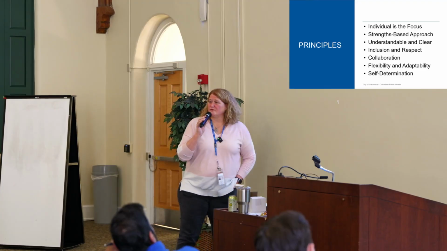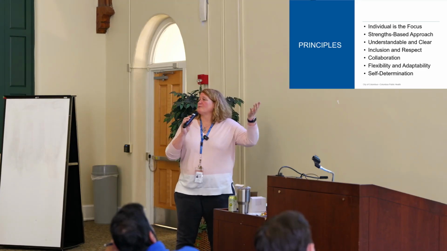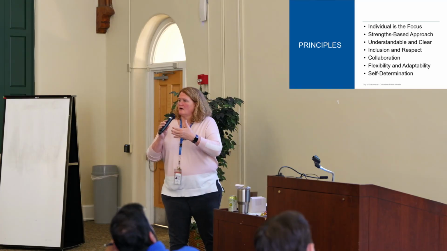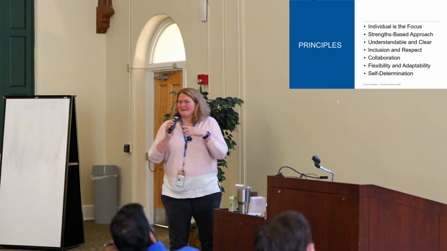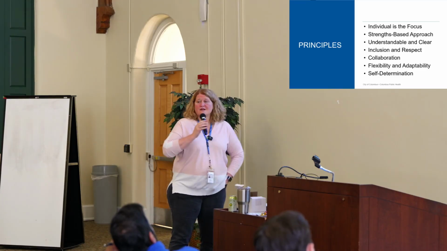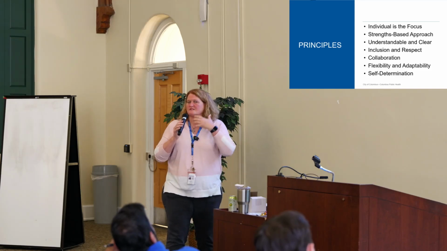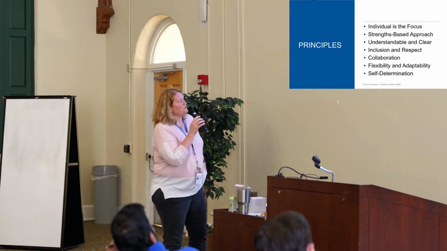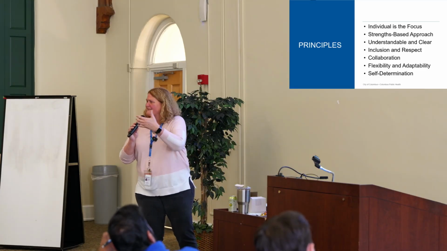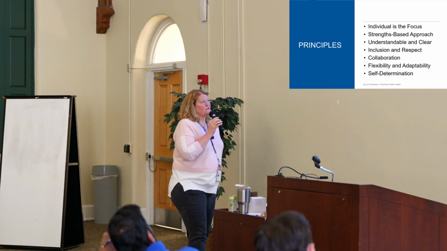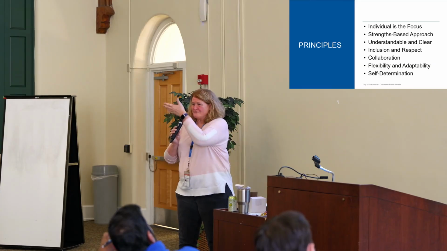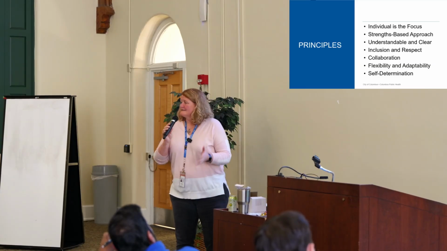It has to be understandable and clear. If you need an interpreter, you need to make sure it's in the language they can understand. Don't use highfalutin words. Inclusion and respect. Collaboration. Everything you're going to do is in collaboration. Give them decisions. Give them ways to collaborate with you in determining what that plan is. How are you going to help them? How do you want to be helped? Some of that is their decision. It's flexible and adaptable. So if something changes in their life, you're already going to update their plan. That's flexible and adaptable, okay?